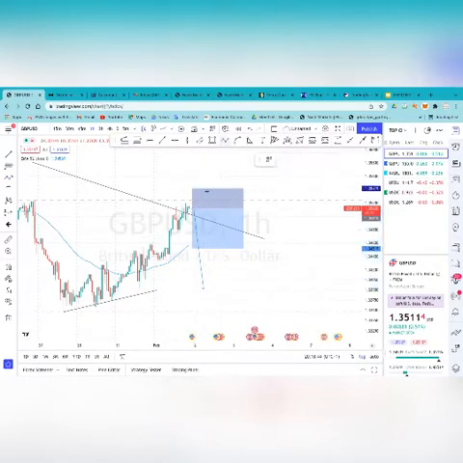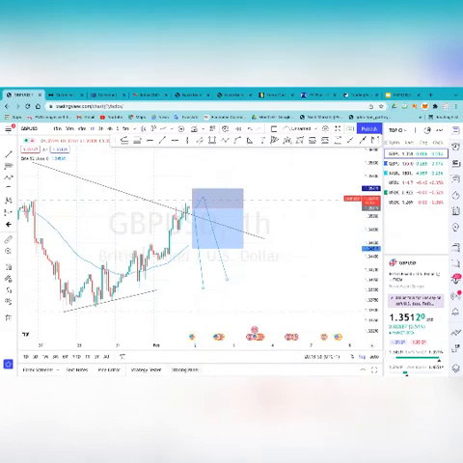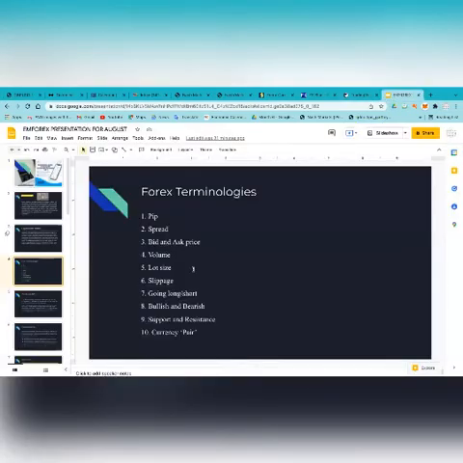Okay, let me do this. So I'll be expecting the market to do something like this because of the spread overnight. All right, so that's just the way it is. Now let's break these terminologies down individually.